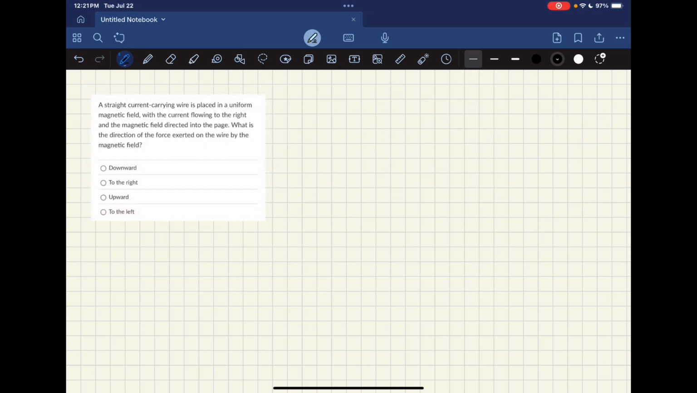So with this problem, we have a straight current carrying wire. It's placed in a uniform magnetic field. The current is flowing to the right, so we have this as our I, and the magnetic field directed into the page. What is the direction of the force exerted on the wire by the magnetic field?